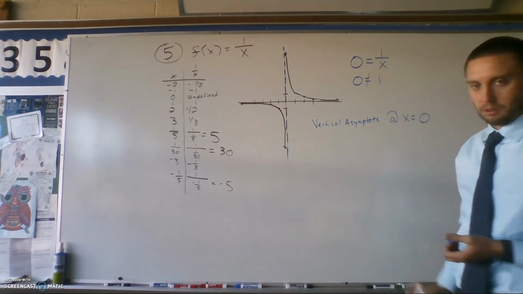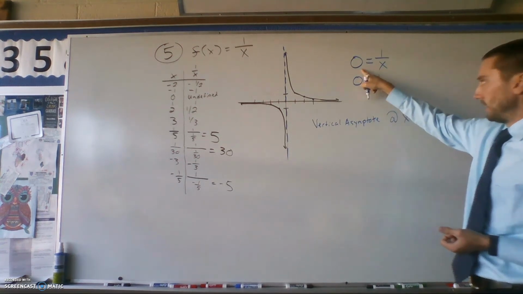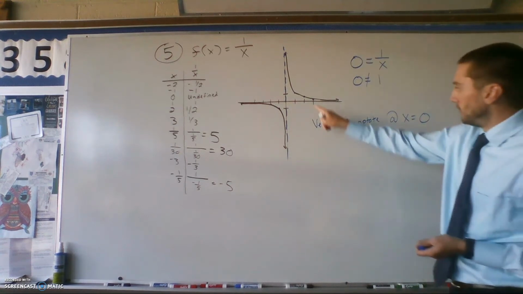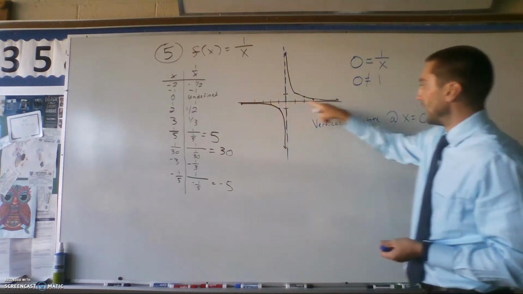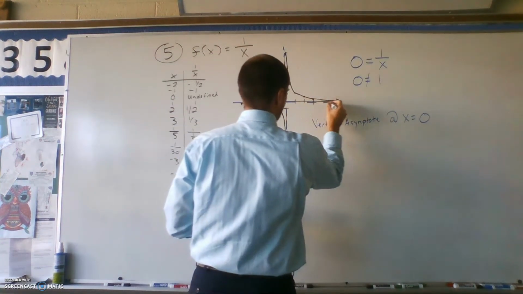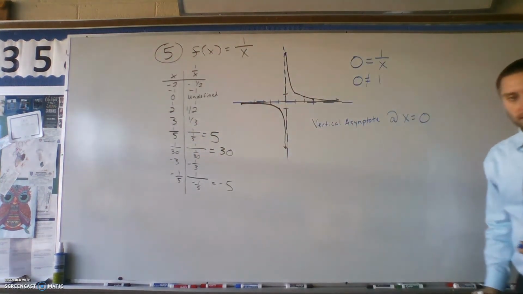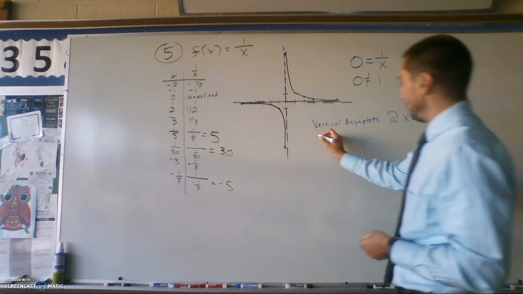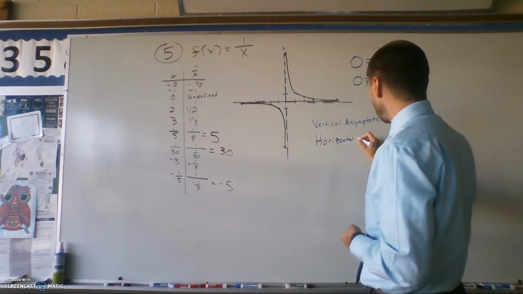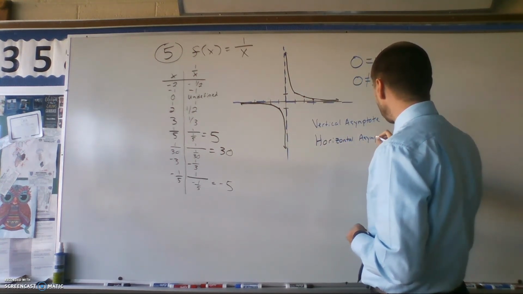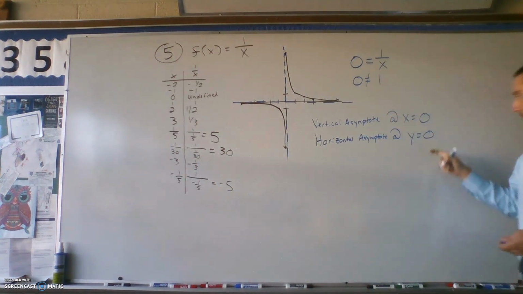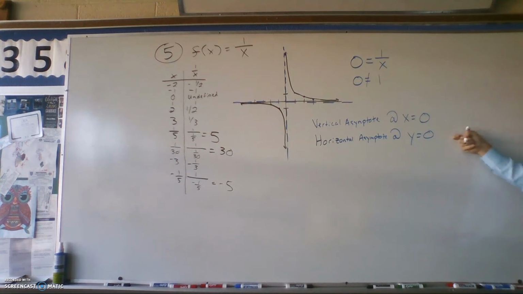Well, 0 doesn't equal 1, which means that I can never have an output of 0, is what that means also. Okay? So these parts of my graphs, they're flattening out at the x-axis, which means there's also a horizontal asymptote at 0. So we have a horizontal asymptote at y equals 0. So y equals 0, that's the horizontal line at 0.